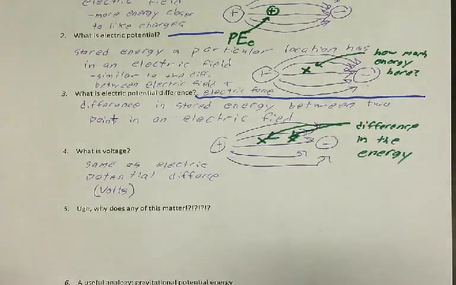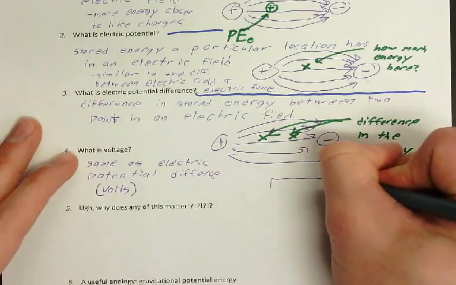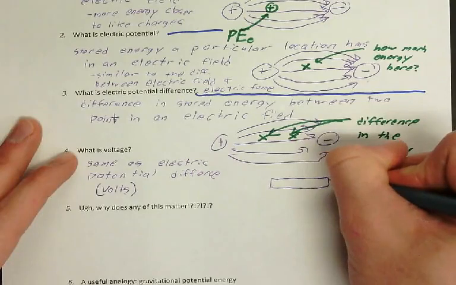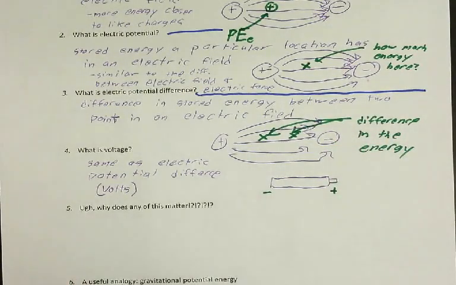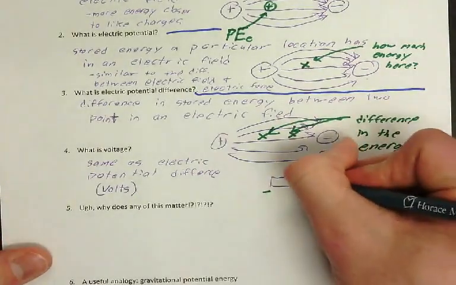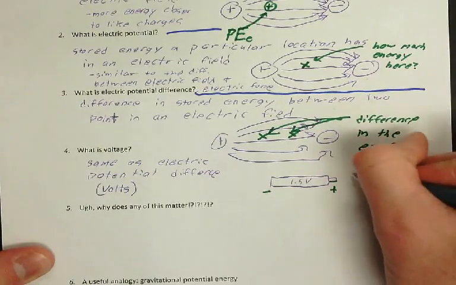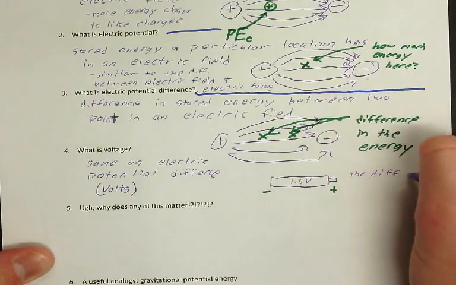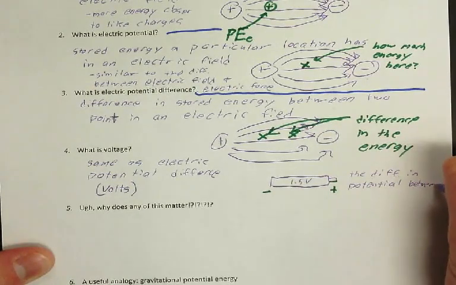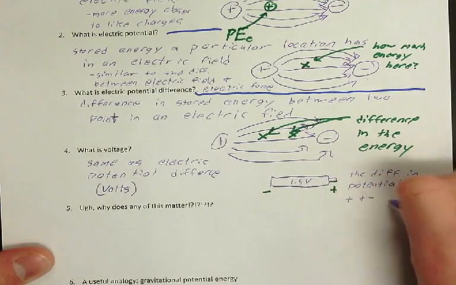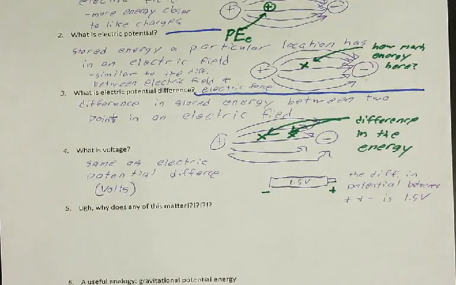So voltage comes in effect with batteries. So you have a battery that's got a positive side and a negative side. The potential difference, the voltage, is 1.5 volts. What that means is the difference in potential between positive and negative is 1.5 volts. So when you see a 9-volt battery, the difference in voltage between the left side and the right side is 9 volts. That's the difference in the electric potential energy. The electric potential difference.